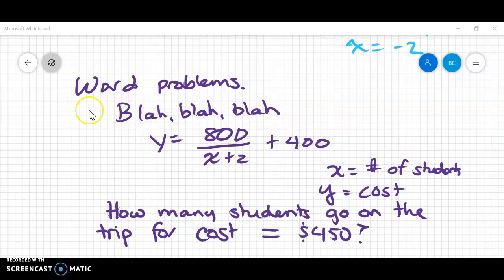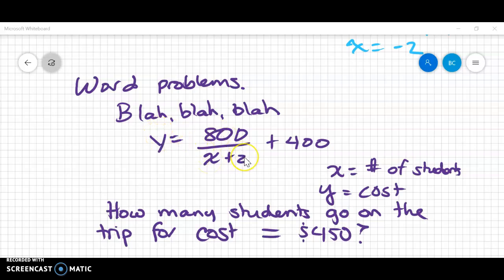And I'll tell you a story here. It really could be anything. And then it gives you the function. So in this case, let's say that X is the number of students and Y is the cost for a group of students who's planning a trip to France. For X number of students, it's going to cost Y dollars.